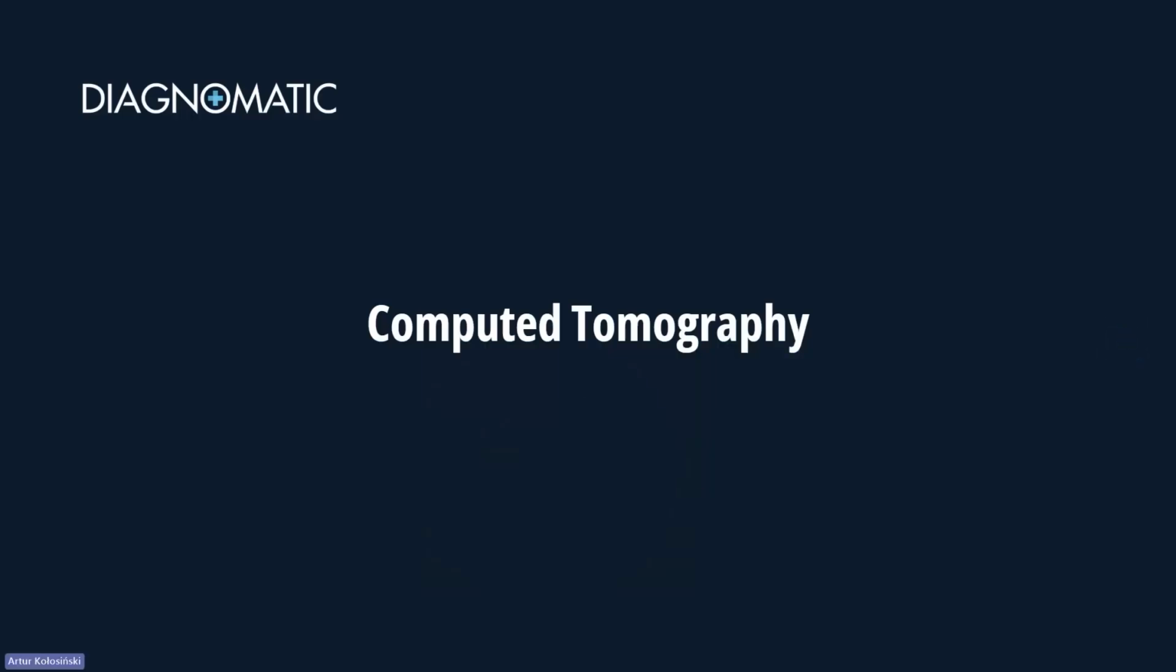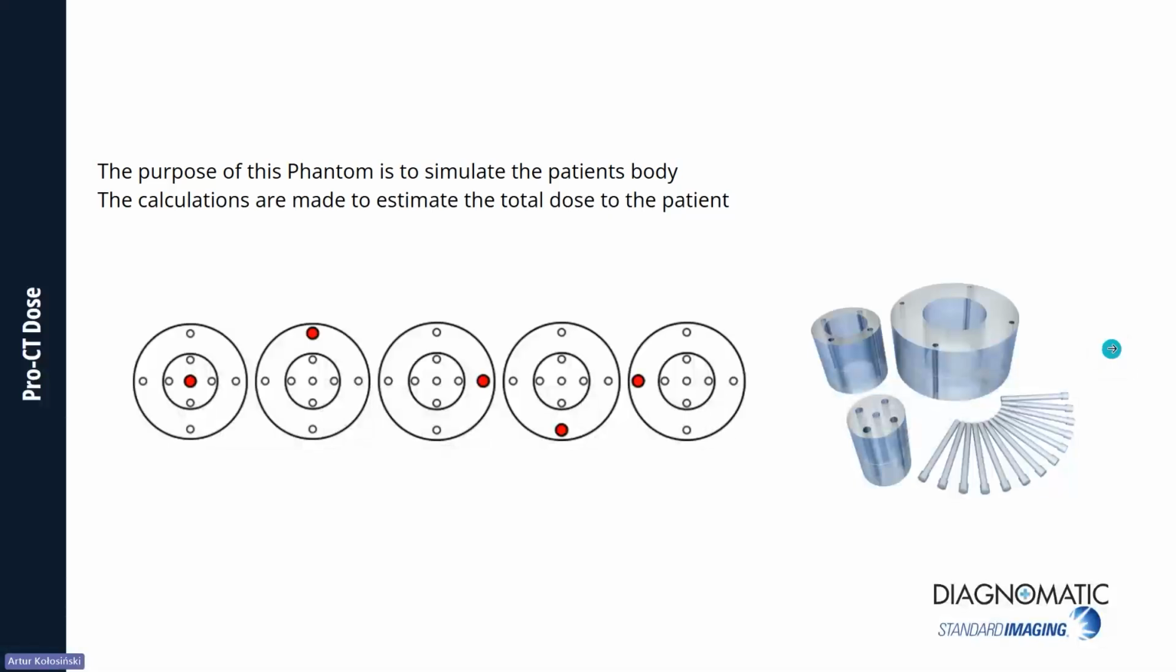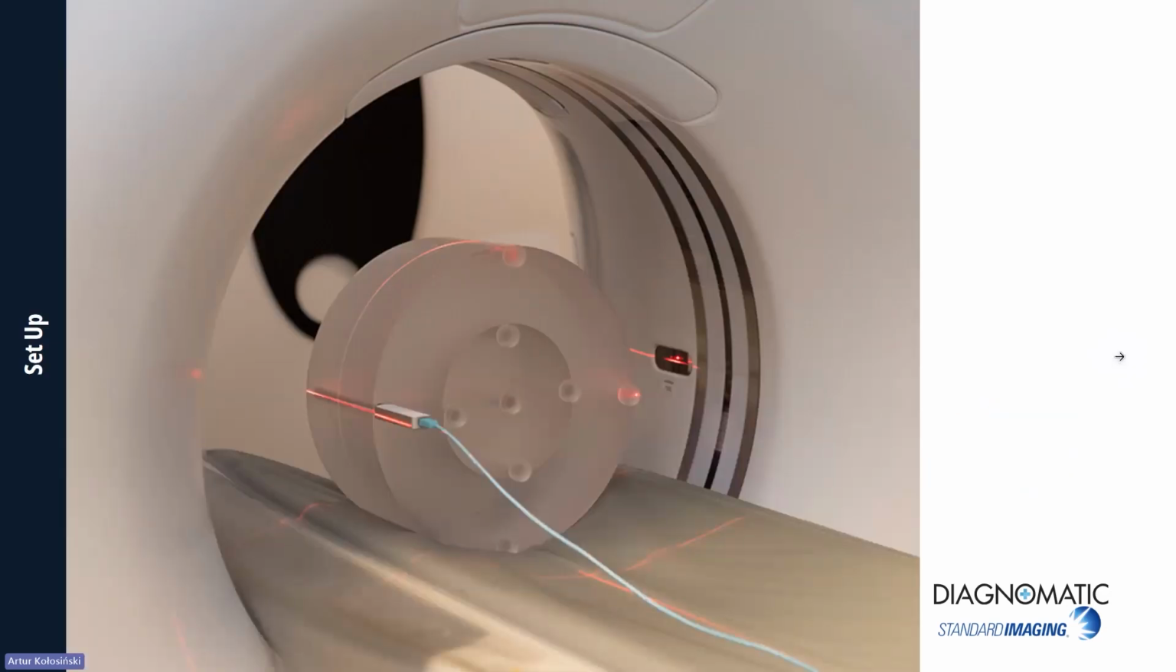So let's start with computed tomography. We have a pro-CT dose phantom. The purpose of this phantom is to simulate the patient's body, and calculations are made to estimate the total dose to the patient. So not only the image, but also those measurements are taken into account, and we have to look for the things that make the whole QA procedure fine.